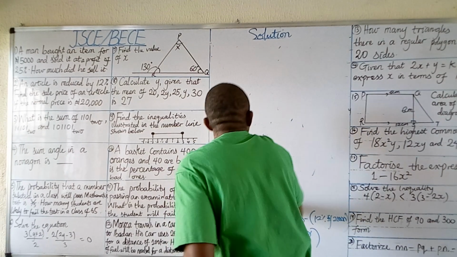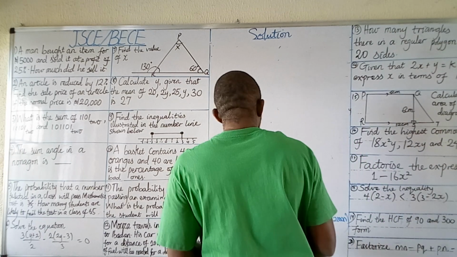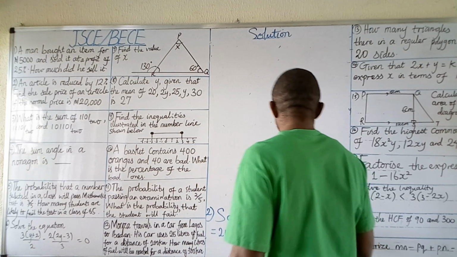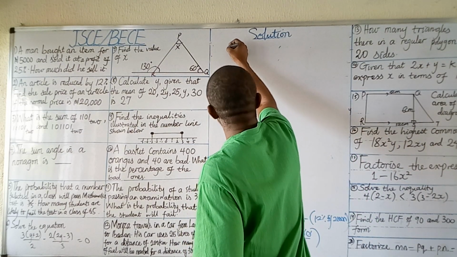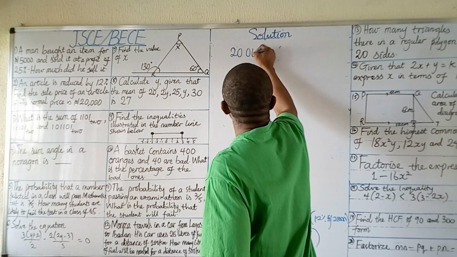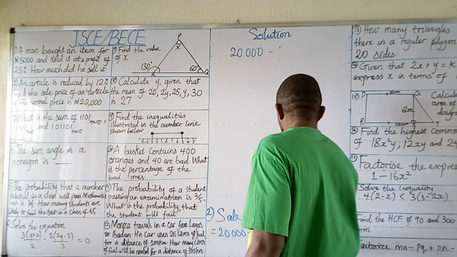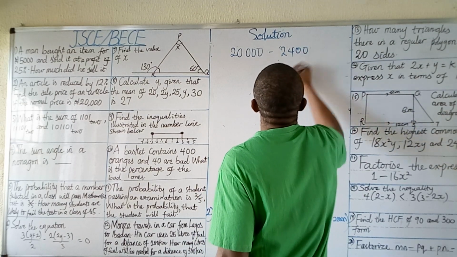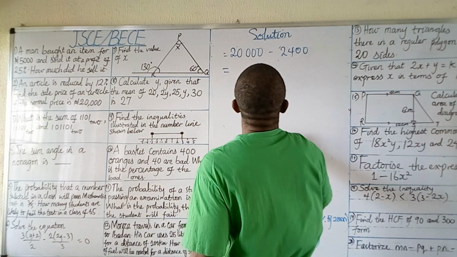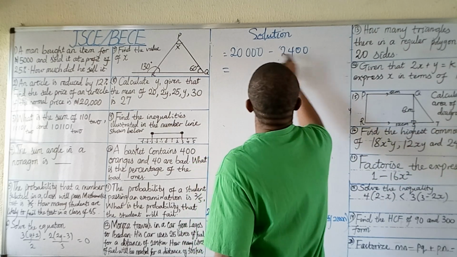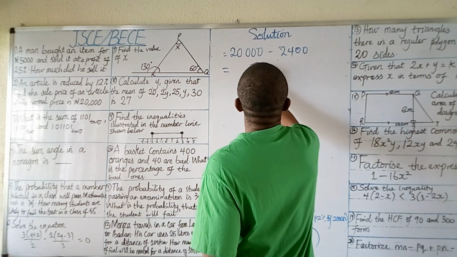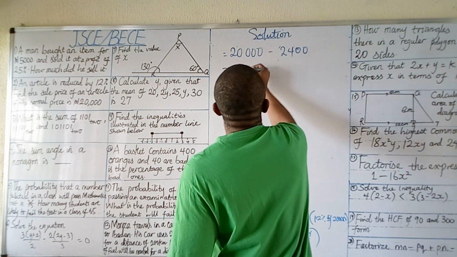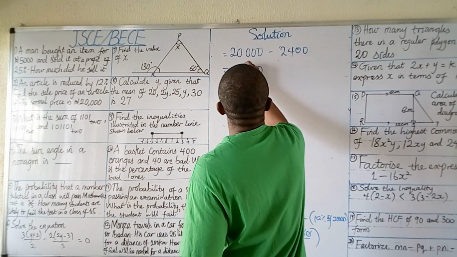Alright, let's do the multiplication. 200 times 12. 2 times 12 is 24. So the sale price is 20,000 minus 2 times 12, 24. How many zeros? 2 zeros. It becomes 2,400. 20,000 minus this amount of money. We have 0 minus 0 is 0, 0 minus 0 is 0. Then you go from here into this, 9, 10, we have 6. 9 minus 2 is 7.